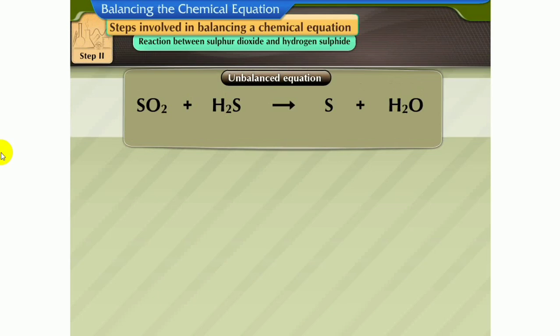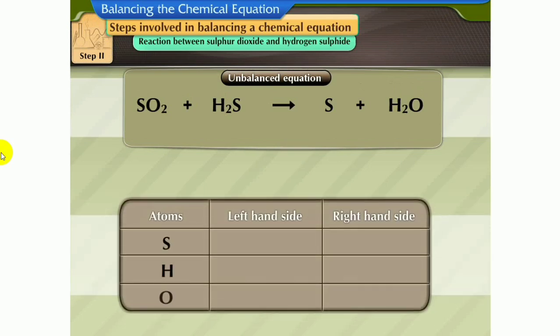Step 2. Compare the number of atoms of each element on both the sides of the equation. Let us enter these values in the table. There are 2 sulfur atoms on the left-hand side and 1 on the right-hand side. There are 2 hydrogen atoms on the left-hand side and 2 on the right-hand side. There are 2 oxygen atoms on the left-hand side and 1 on the right-hand side.